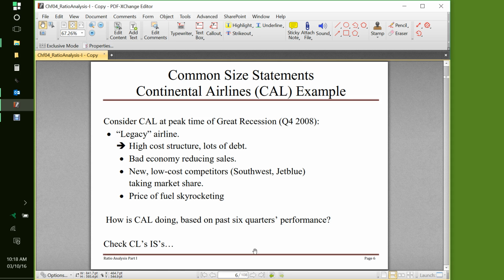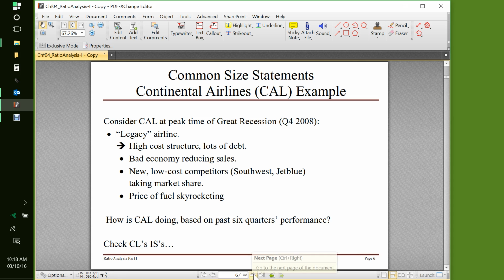So Continental was what's called a legacy airline. It's got a high-cost structure with lots of debt, okay, and at this time, the bad economy was reducing its sales, and new low-cost competitors were eating into its market share, companies like Southwest and JetBlue. And at the same time, due to the Iraq War, the price of fuel was skyrocketing.